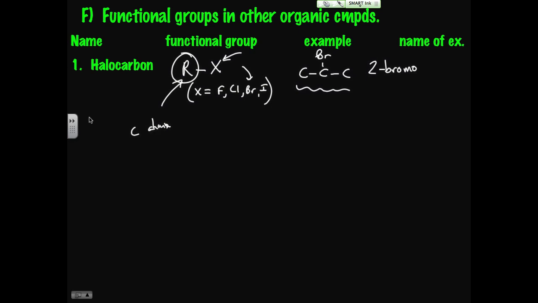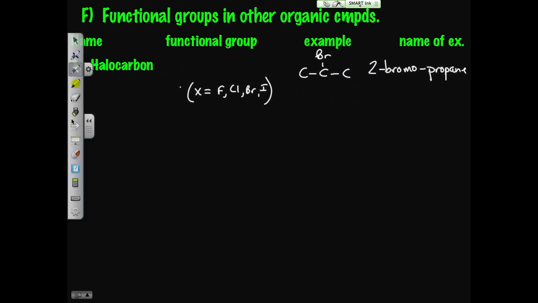2-bromo. Okay, bromo, and then a 3-membered carbon is propane. There you are. 2-bromopropane. So 2-bromopropane. Let me clean this up just a little bit here. It's fun to say.